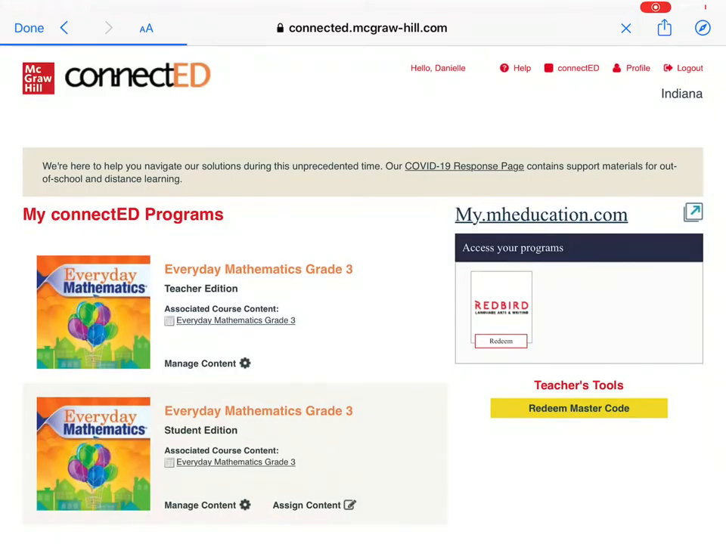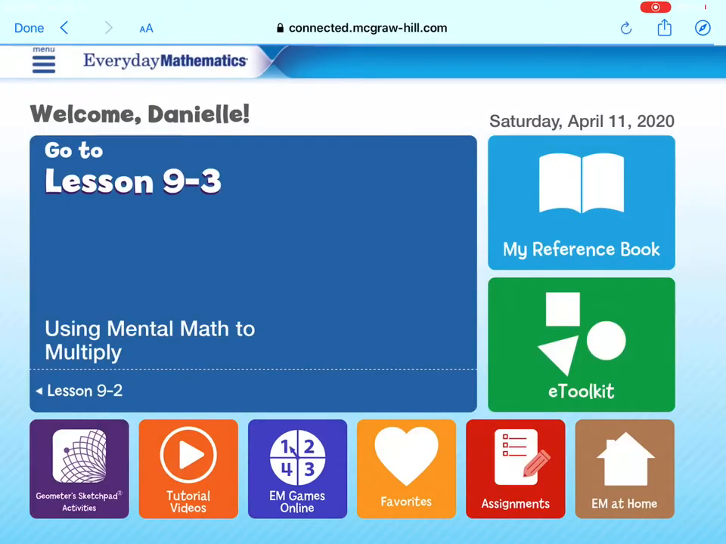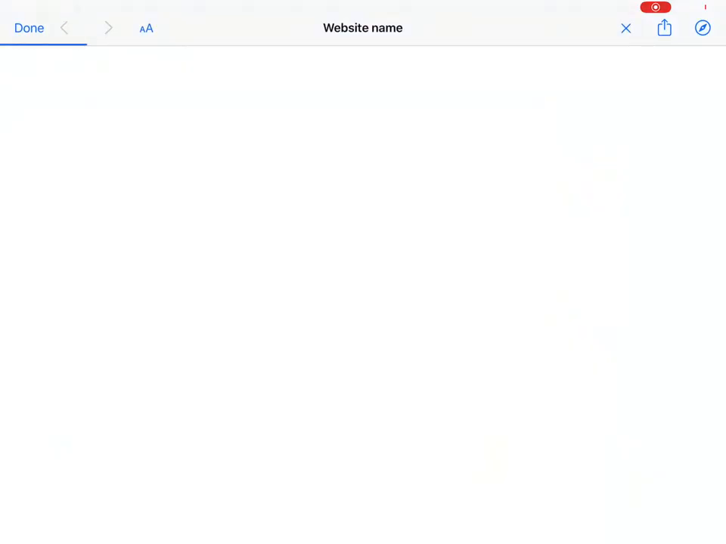After you get onto ConnectEd, it will take you to the Student Edition Everyday Math Grade 3 Journal. Then you will get this screen. Our lesson is not exactly the same, but it doesn't matter. We're going to go to Everyday Math Games Online, which is at the bottom.